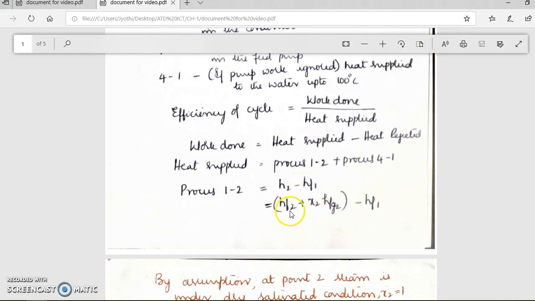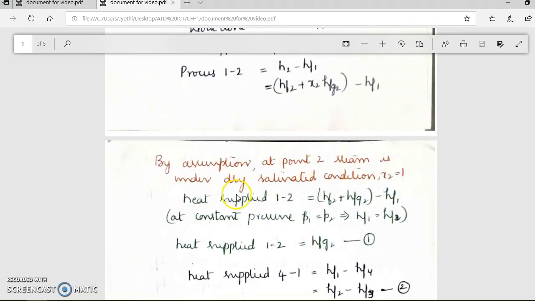Using the basic principle, we can simplify H2 as HF2 plus X2 into HFG, minus HF1. By the assumption already considered, at point 2 the steam is dry saturated steam. So obviously the dryness fraction at that particular junction is equal to 1. Hence the heat supplied between 1 to 2 we can write as HF2 plus HFG2 minus HF1. We know that at constant pressure, that is P1 equal to P2, because the heat supply takes place at constant pressure, the magnitudes of fluid enthalpies at a particular pressure will be equal. So HF1 is equal to HF2. Ultimately, the heat supplied between 1 to 2 is HFG2.